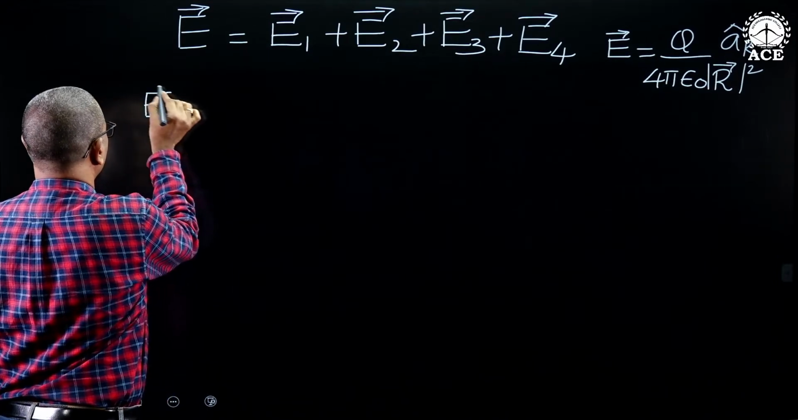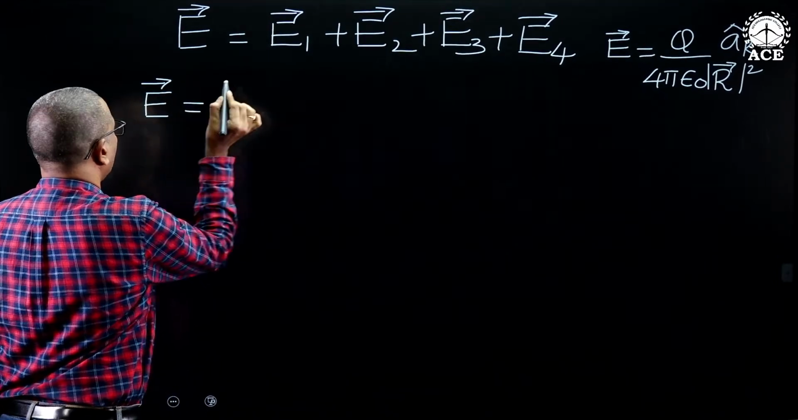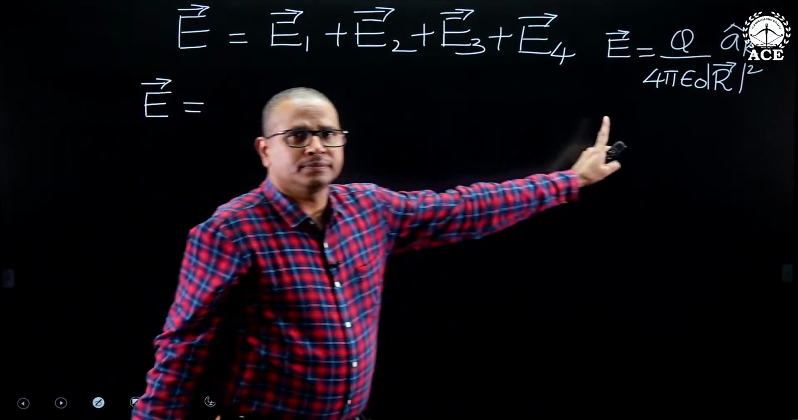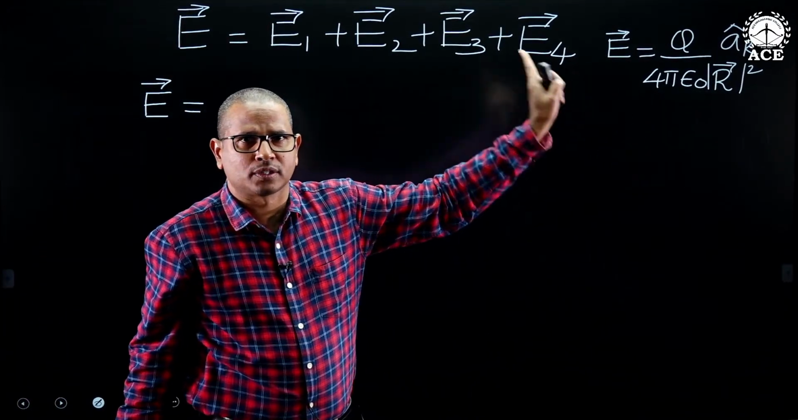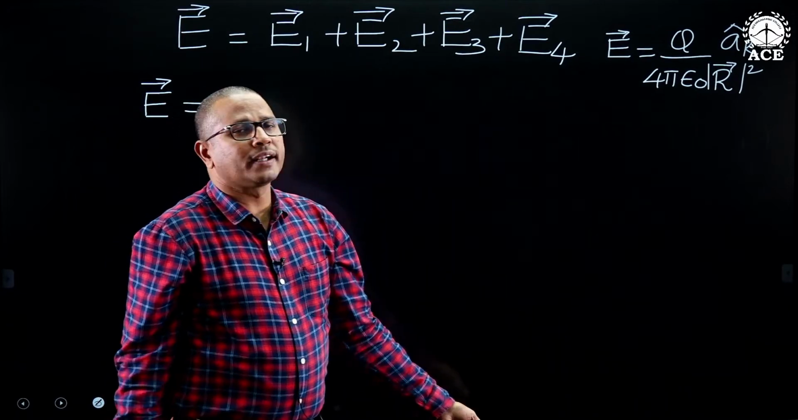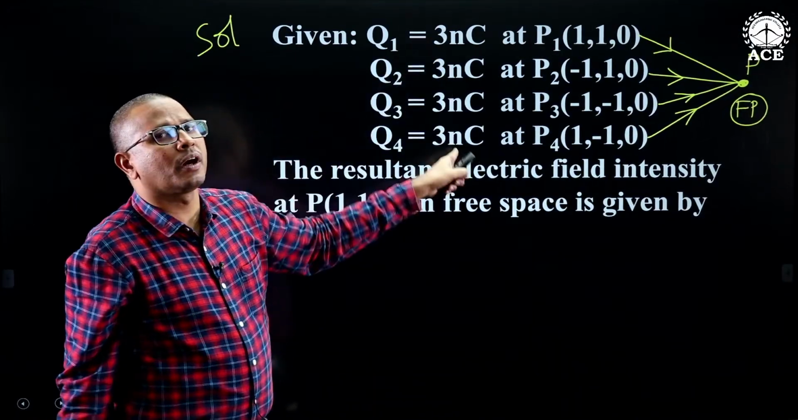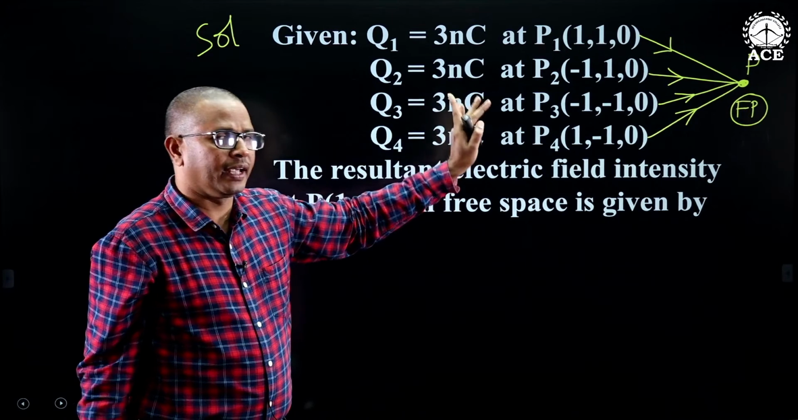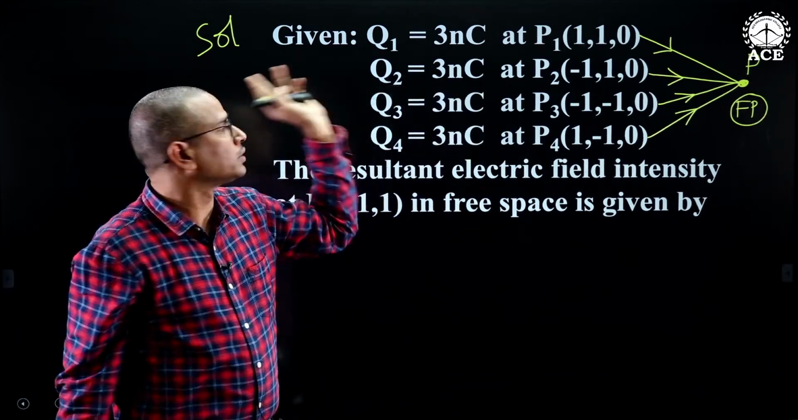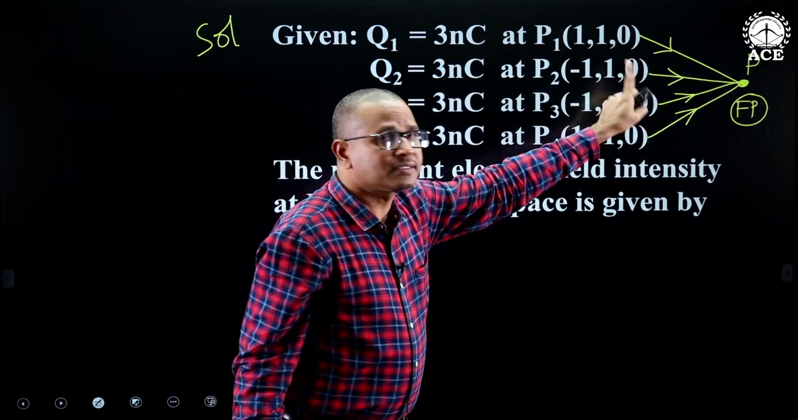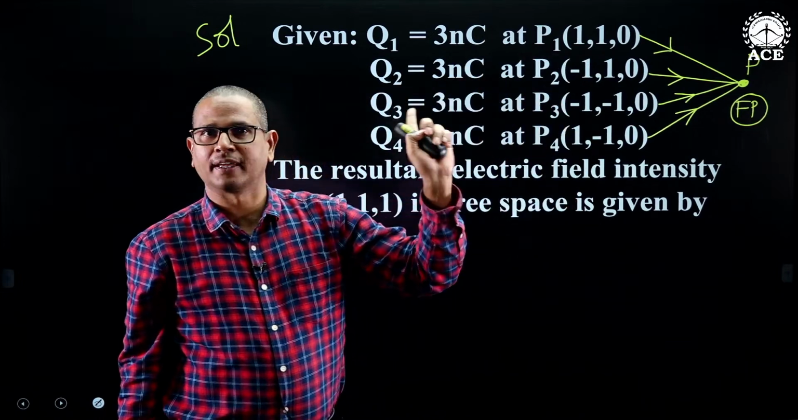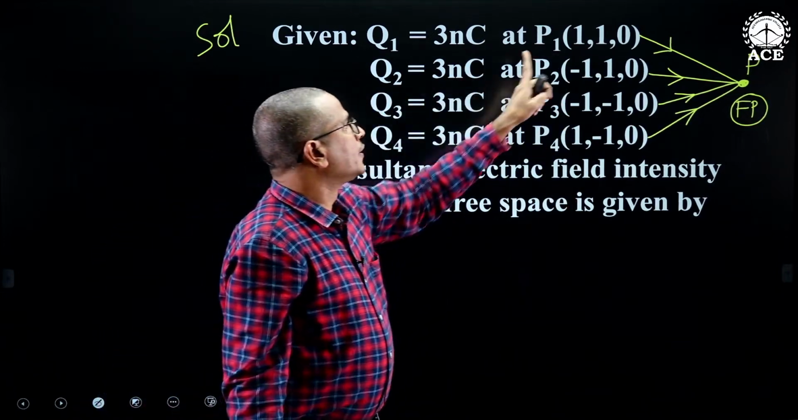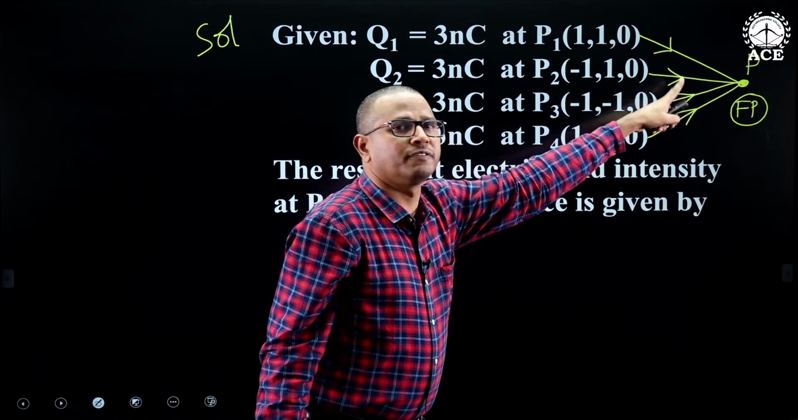I'm writing here E bar is equal to, in all these, who is common? 1 by 4 pi epsilon naught. Is it right? If you look, all the charges have the same magnitude and the same polarity, so can we take it common? Yes, we can bring it out. The rest is direction and magnitude square, that's all, distance square. So we should know the displacement for each one.